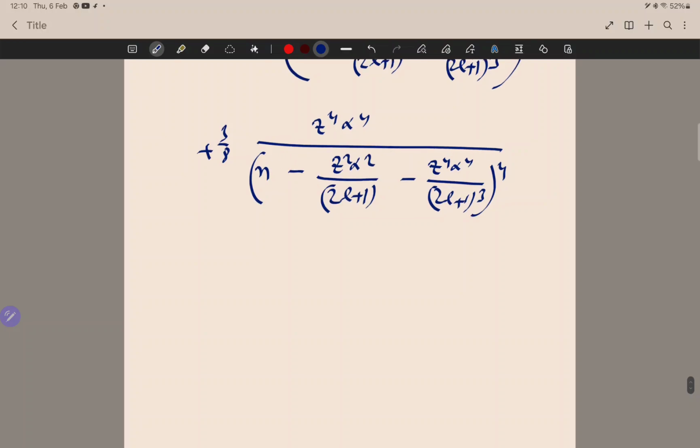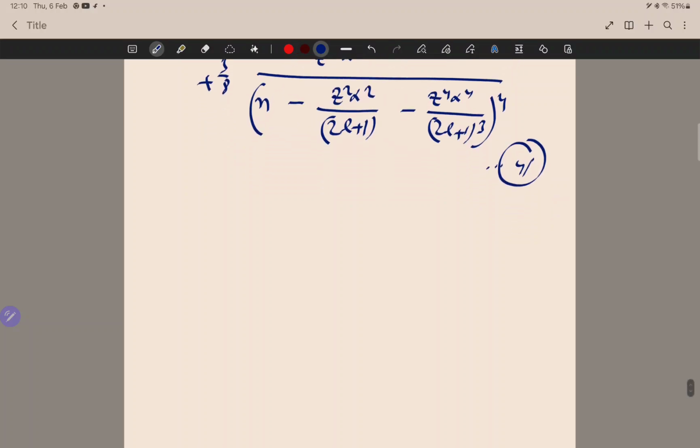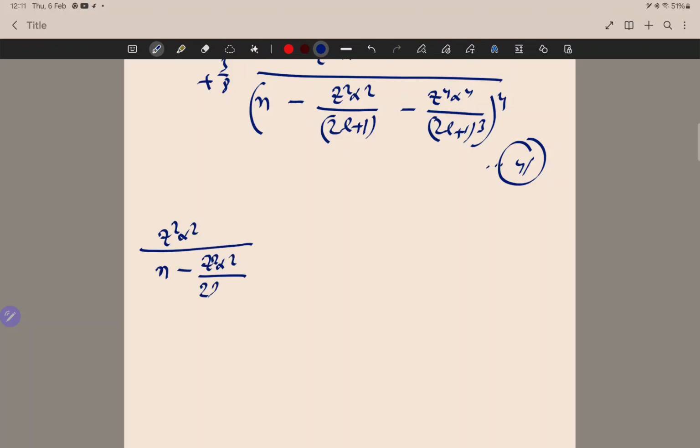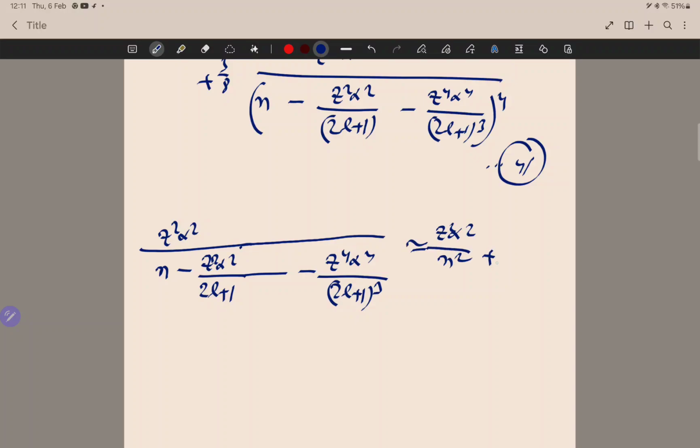So this is equation number 41. The 41 equation expanded up to alpha to the power 4 is z square alpha square divided by n minus z square alpha square divided by 2l plus 1, minus z to the power 4 alpha to the power 4 divided by (2l plus 1) whole cube, approximately z square alpha square divided by n square plus 2 z to the power 4 alpha to the power 4 by n cube (2l plus 1).